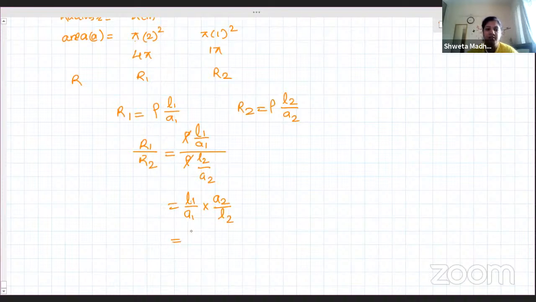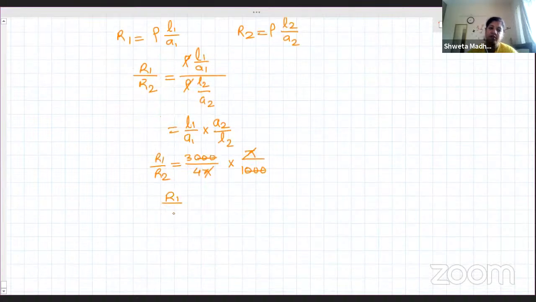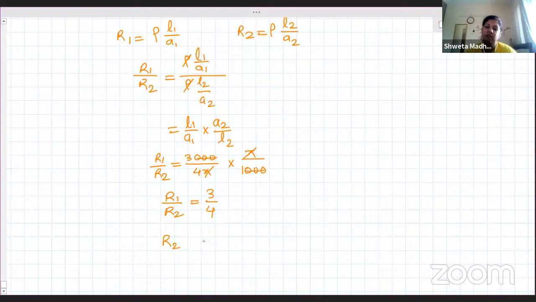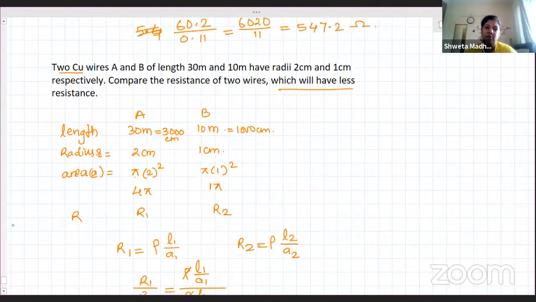Substitute values. L1 is 3000, A1 is 4 pi, into A2 is 1 pi, that is pi only, and this is 1000. Pi get cancelled, 3 zeros get cancelled. So R1 by R2 left is 3 by 4. Now which one is greater? R2, ma'am. R2 is greater than R1 because R1 is 3x, R2 is 4x. So first wire will provide lesser resistance. That is wire A will provide less resistance.